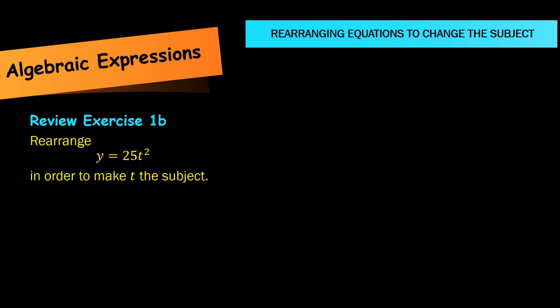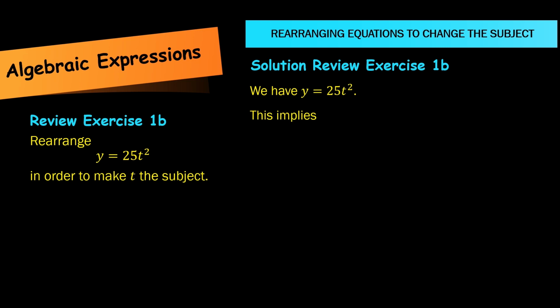Now let's take a look at part B. We are required to rearrange y equals 25t squared in order to make t the subject. So let's solve this. Again, we're going to interchange the left and right hand sides and then divide through by 25 and square root to give t equals plus or minus root y over 5.